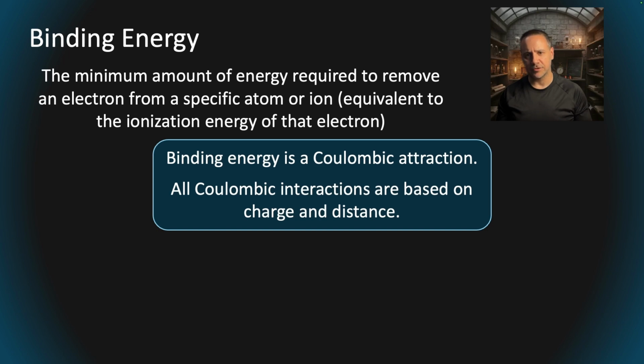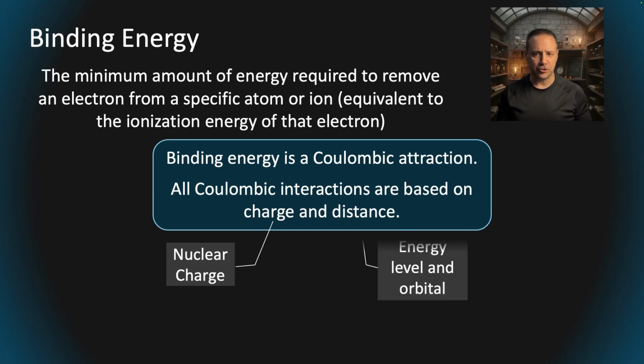In the case of electrons, the force of attraction comes from the nucleus and is dependent on the number of protons or nuclear charge. The distance from the nucleus is based on the energy level and the orbital occupied by the electron. But these questions always compare the same orbitals, so the only difference you're looking for is the nuclear charge. This is the connection that's going to be tested in the following questions.